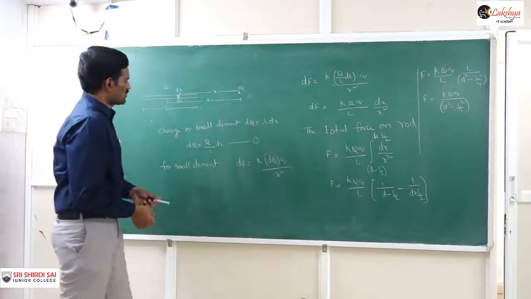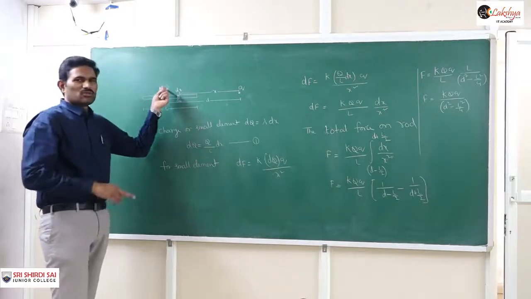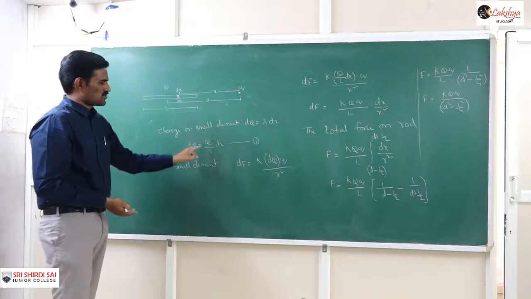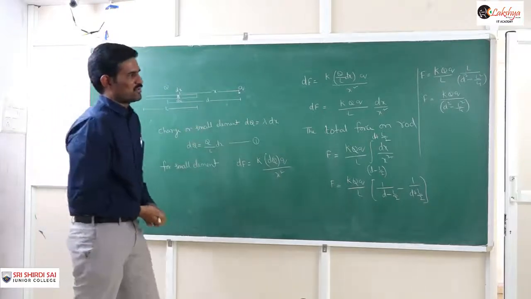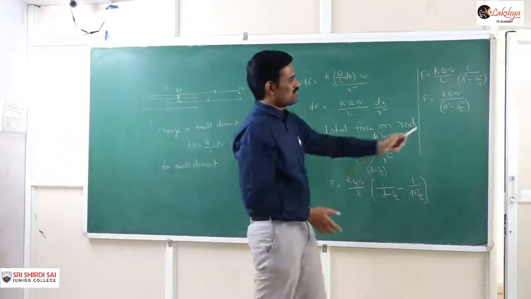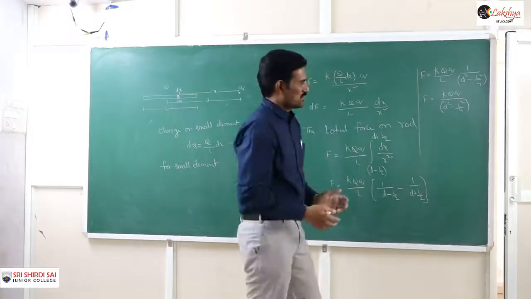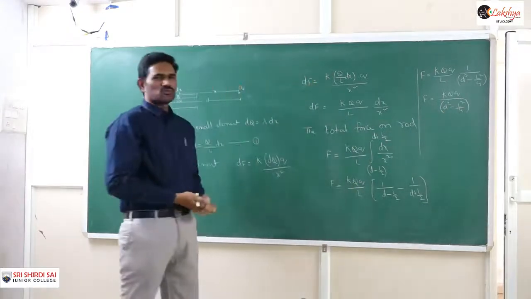And sometimes instead of giving this q value, they may give this lambda value directly. So then accordingly we need to write here. Instead of this q by L, directly we need to substitute this lambda. Or finally this q value you can write as lambda into L. So like that also you can write here. So that is the way of calculating for this continuous charge distribution.